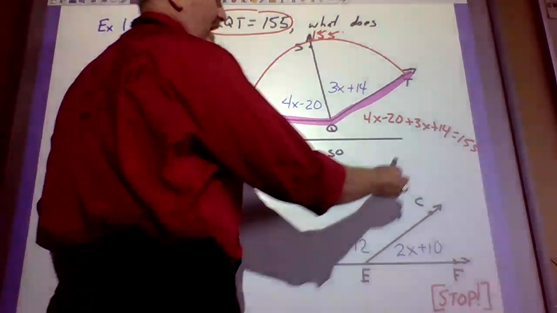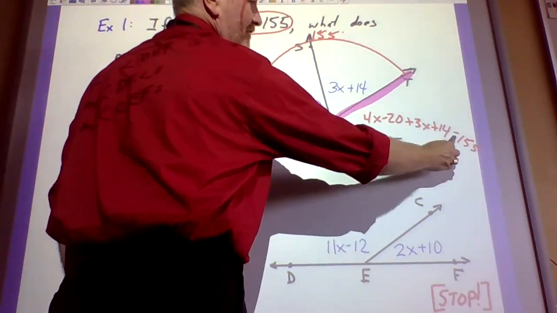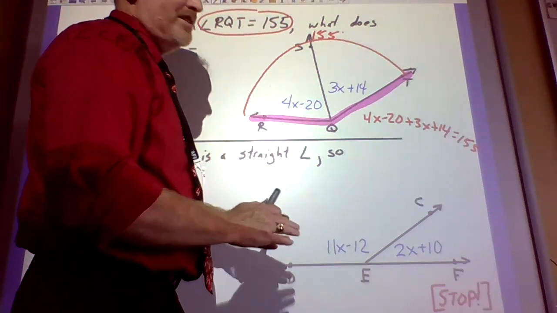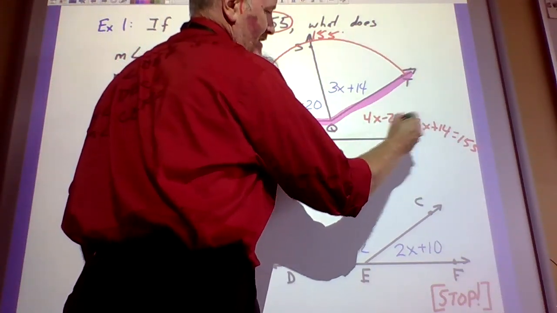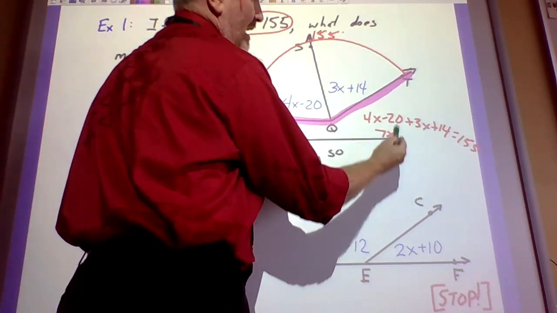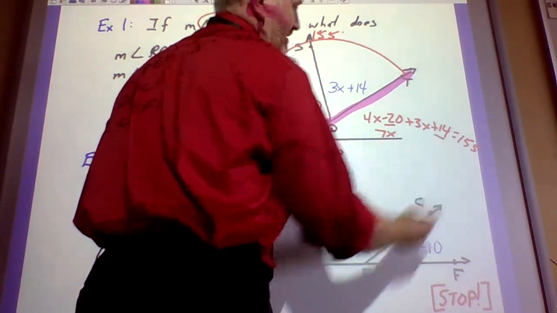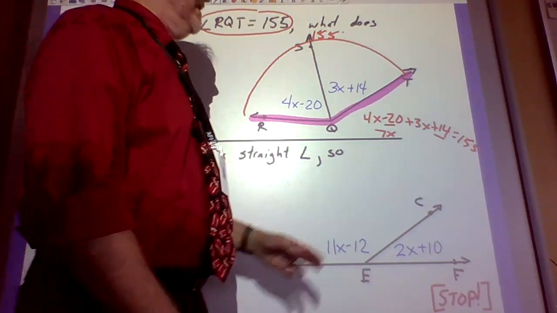Again, I'll just real quickly say, hey, the x's are both on the left-hand side of the equal sign, so it's not a school bully situation. It's a combined like terms. 4x and 3x, that's going to be 7x. A negative 20 and a positive 14. Think about that for a second. That might be a little tricky.